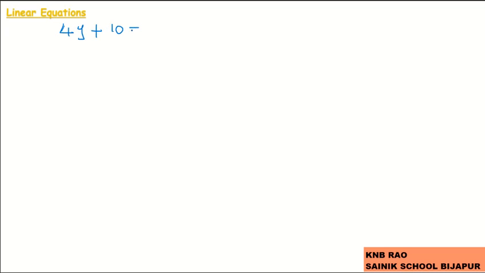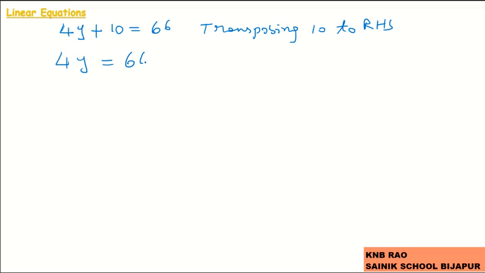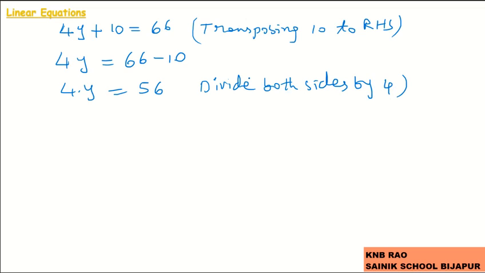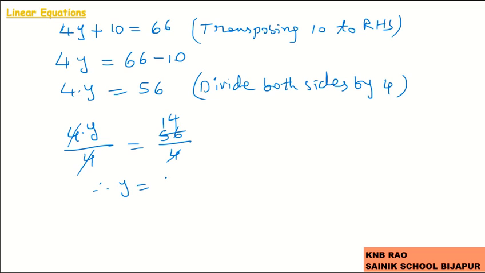4y plus 10 equals 66. By transposing 10 to the RHS, which is an addend, it becomes a subtrahend: 66 minus 10, and on simplifying, 66 minus 10 is 56. Now dividing both sides by 4, we will have 4 into y by 4, the 4 gets cancelled, equals 56 by 4. 4 1s are 4, 4 4s are 16, therefore the y value becomes 14.